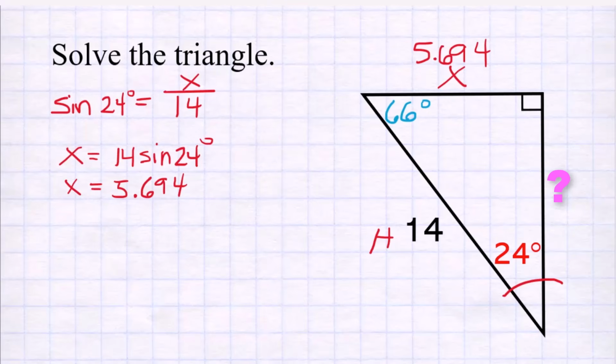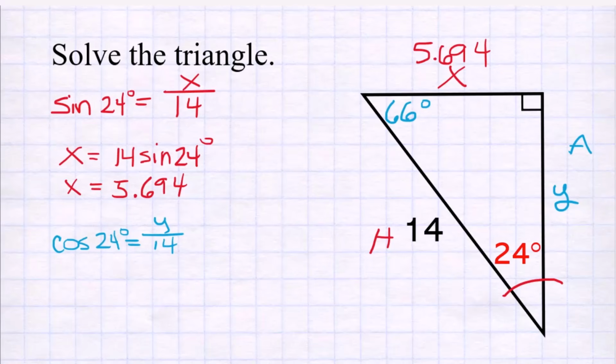Now at this point, you know two sides. You could use Pythagorean theorem to try to find the other side, but I'm going to use trig because that's what I'm teaching, and I think it's more fun. So I'm going to call this side y. From the 24-degree angle, that's an adjacent side. So now we're going to switch to cosine. The cosine of 24 degrees equals adjacent over hypotenuse. That's my y over 14.